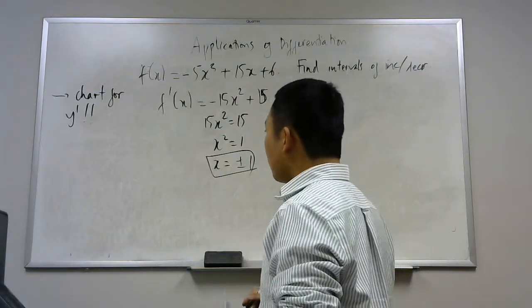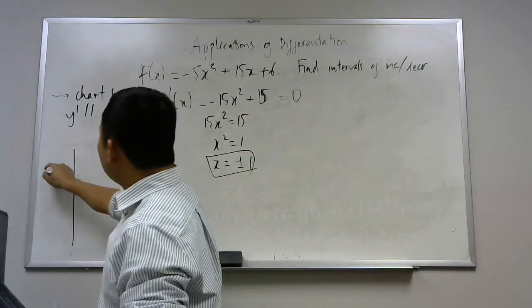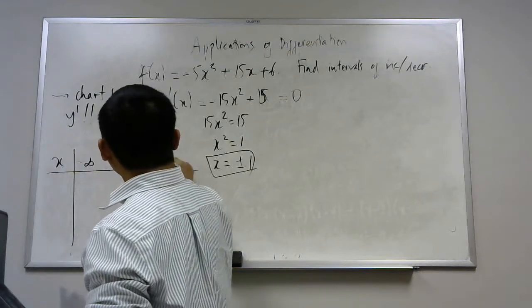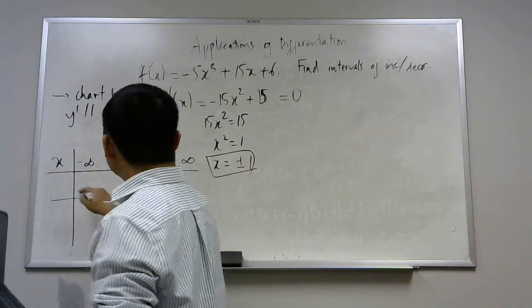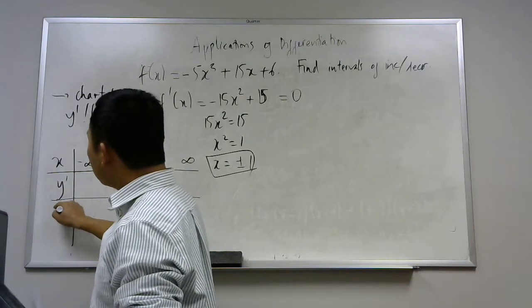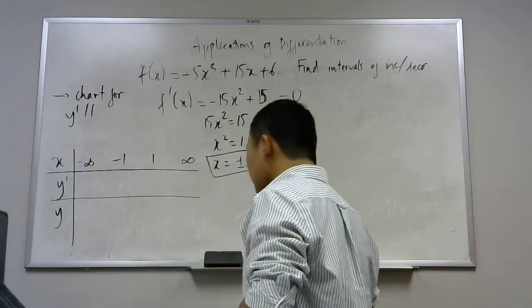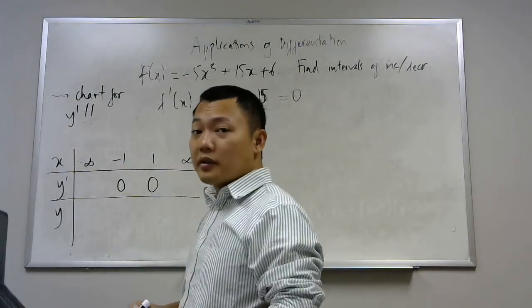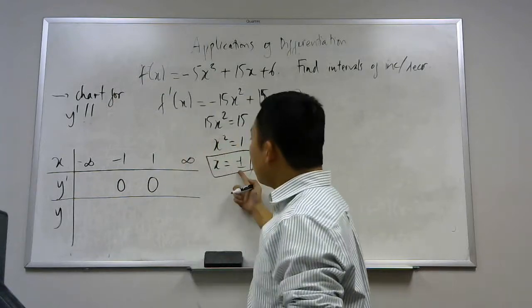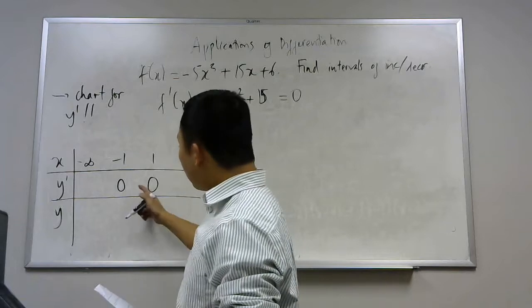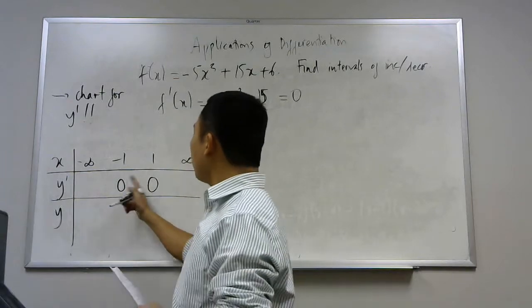Now let's make the chart for the first derivative. x: negative infinity, negative 1, 1, infinity. f prime in here is y. At negative 1 and 1, the derivative is 0 because they are critical points. So we have 3 intervals, right? We have to find the sign of the first derivative in each interval.